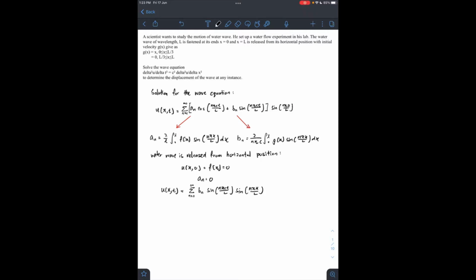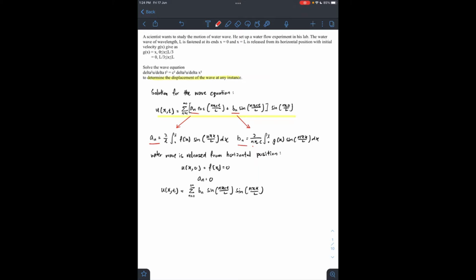So, hi, I'm Tanzi. I would like to solve this question now. To determine the displacement of the wave at any instant, this is the solution for the wave equation, and from this wave equation, what we want to find is the an and bn and substitute into this.